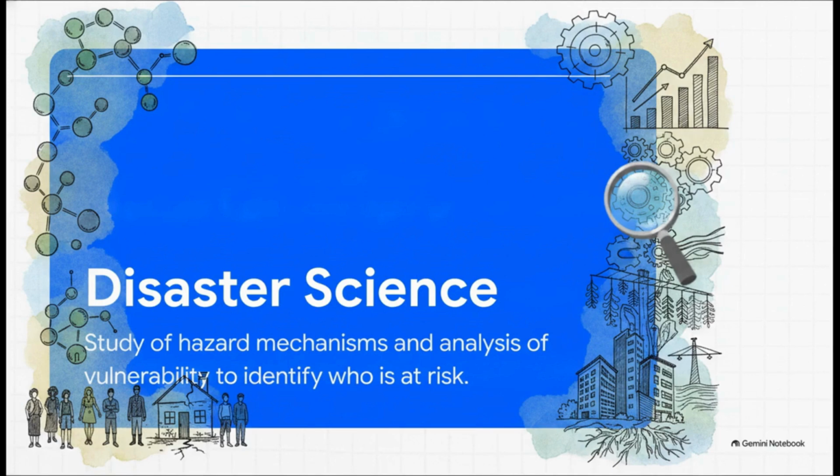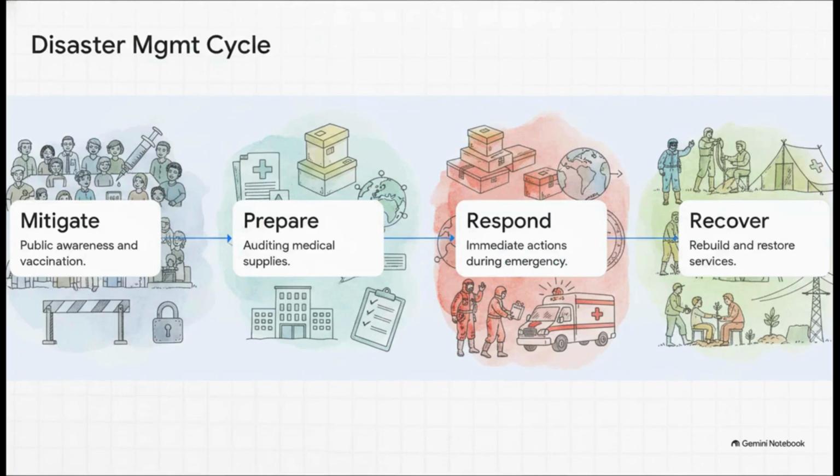Enter disaster science. It's basically the study of hazard mechanisms combined with a deep dive into vulnerability and risk. It isn't just about studying a virus in a lab. It's about looking at human exposure. It asks who or what is in the crosshairs and why. To figure that out, scientists have to evaluate everything from socioeconomic factors to building infrastructure and environmental conditions. It's a massive, highly interdisciplinary puzzle. And all that analysis builds the foundation for the four main phases of the disaster management cycle.